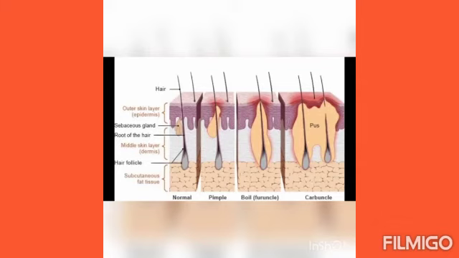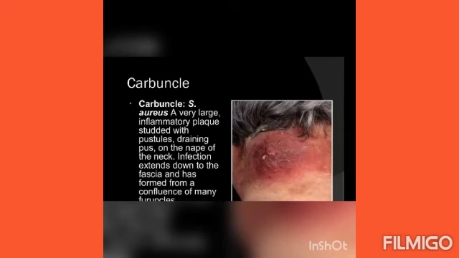Okay, and in the boil, that is furuncle, the nearest subcutaneous tissue is affected. Okay, and in the carbuncle, the cluster of furuncles, one or two furuncles joined together form a carbuncle. I hope you understood the difference between folliculitis, furuncle and carbuncle. Okay, we explained the features of furuncle. Now we can explain the features of carbuncle.